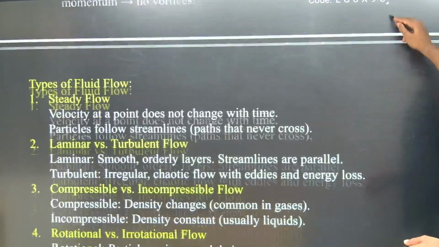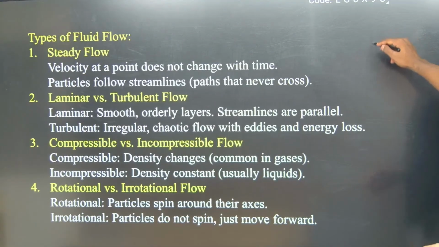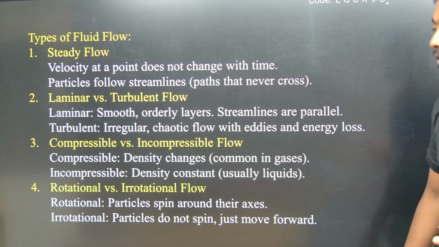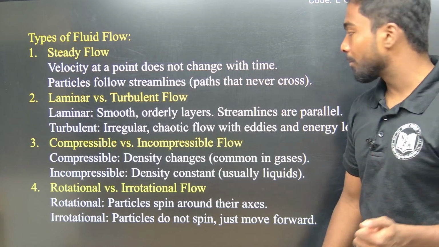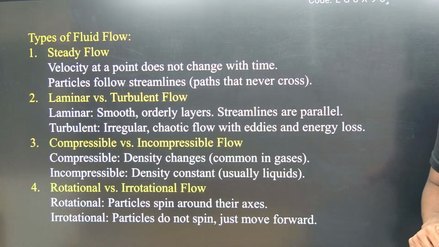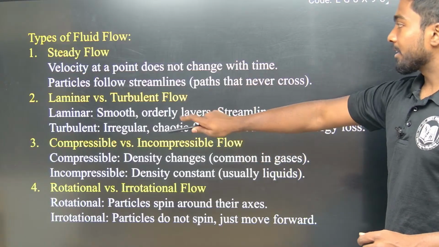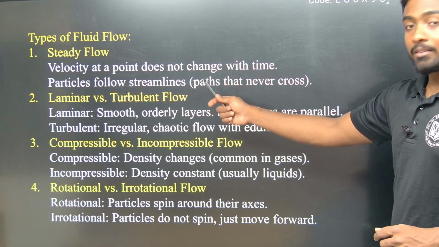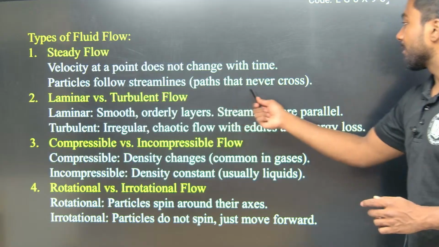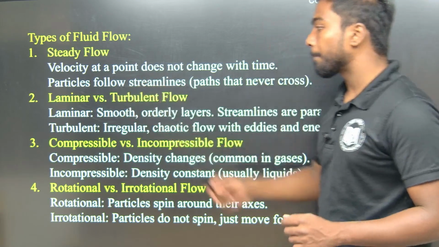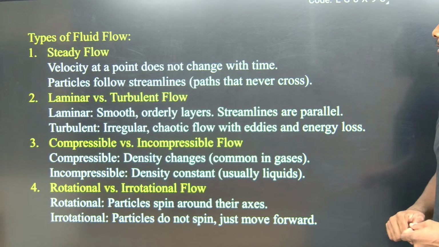Next is types of fluid flow. There are 4 types: first, steady flow; second, laminar versus turbulent; third, compressible versus incompressible; and fourth, rotational versus irrotational flow. First is steady flow: velocity at a point does not change with time, which is what we saw in the last slide. Particles follow a streamline, a path that never crosses.